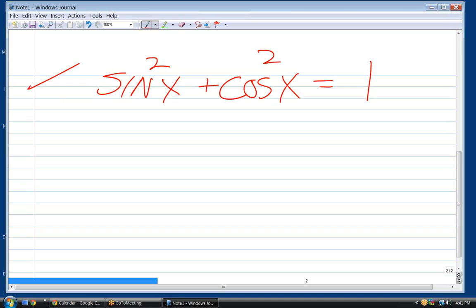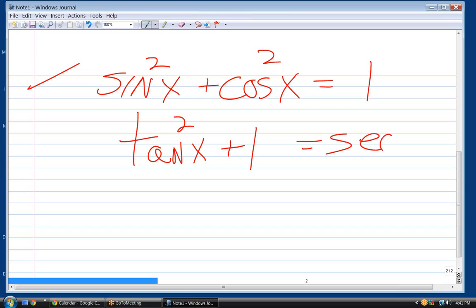Just remember sine squared plus cosine squared is 1. The next one is a little different. It's tan squared plus 1 equals secant squared. So you have to memorize that one also. The third one is the same as the second one, only using cofunctions.